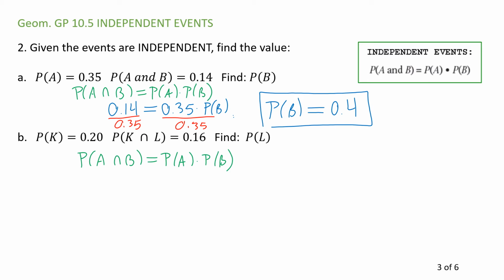And I'm just going to fill in what I know. The probability of the intersection, both of them happening at the same time, is 1/6. The probability of, I guess I'll call this one K, and the probability of the other one.